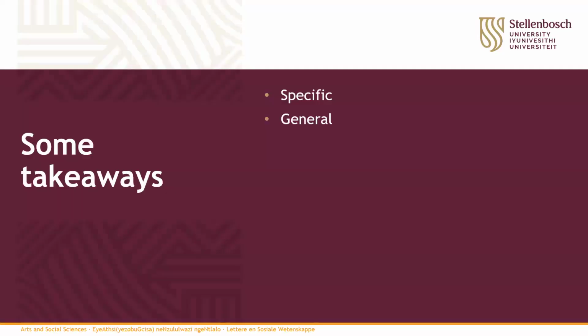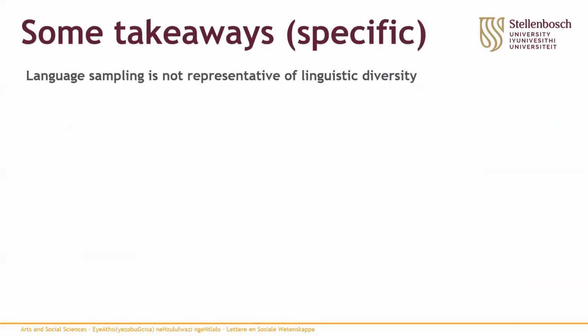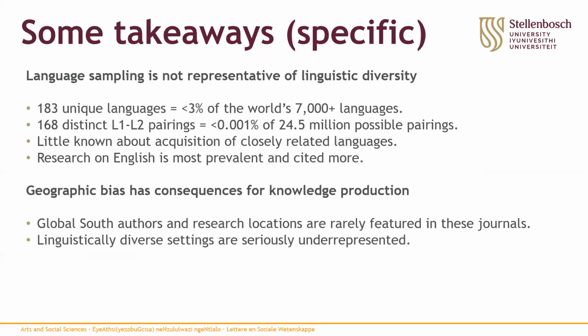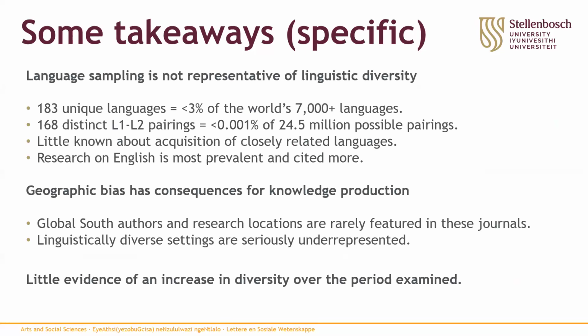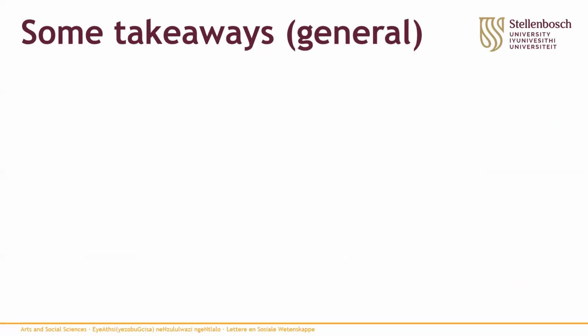Right? So I'll just really quickly go through these as takeaways, right? So the language sampling is not representative of the true linguistic diversity in the world. And the geographic bias that we observe in the study has consequences for our knowledge in this area of multilingualism research, because countries that are highly multilingual are poorly represented. And we didn't talk about it here, but longitudinally, it is a short window that we looked at, but there's little evidence of an increase in diversity.